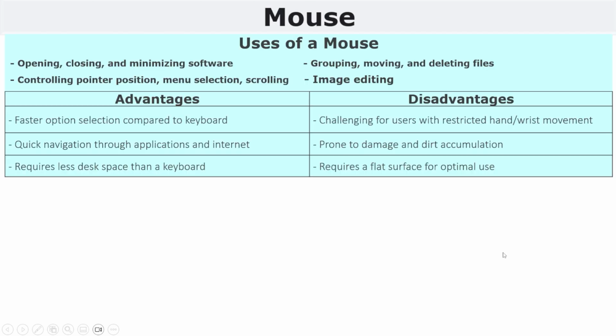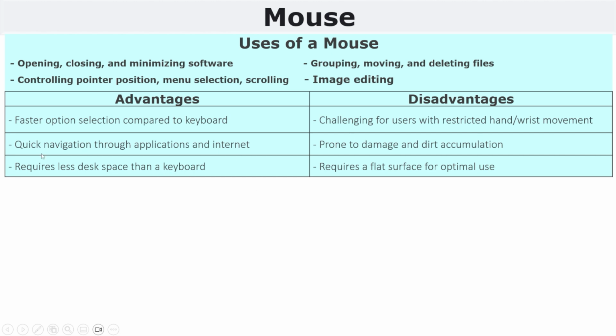We go to the next one, which is a mouse. Basically, we use it to open, close, minimize, group, edit, and control or point out items on our screen, just like I'm using a mouse to point out the advantages of mouses. If you look at the advantages stated here, it's a faster option of selecting compared to the keyboard. Obviously, if you are selecting with the keyboard, it means you need to have some shortcut commands in order to be able to do the selection with ease.